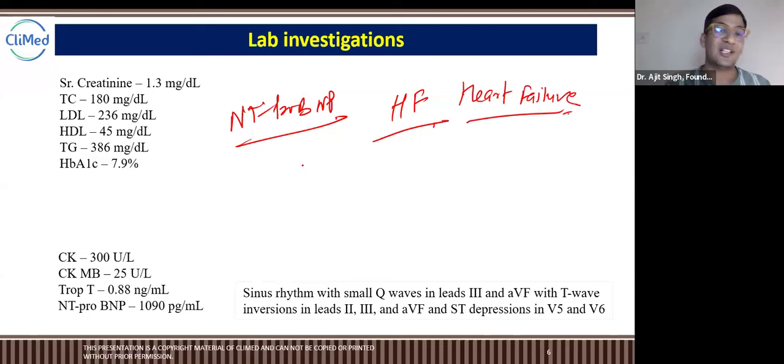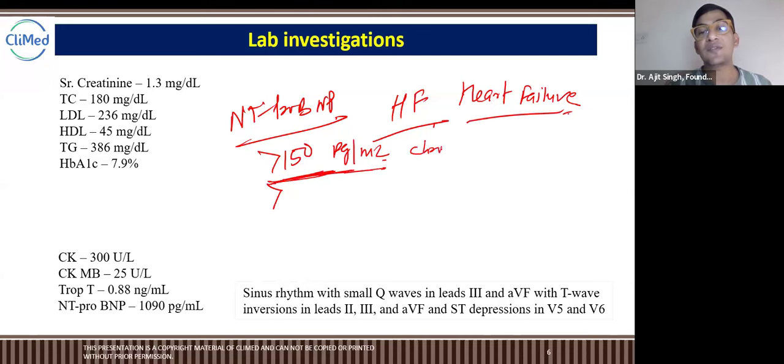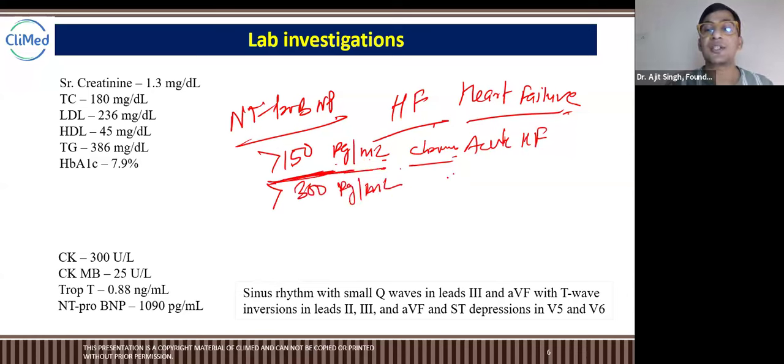Guys, now let me tell you very specific things about NT-proBNP. The normal range is less than 150 pg per ml, but in certain cases the value is different. Listen carefully. In acute heart failure, more than 150 is considered abnormal. In chronic heart failure, more than 300 pg per ml is considered abnormal, okay guys.